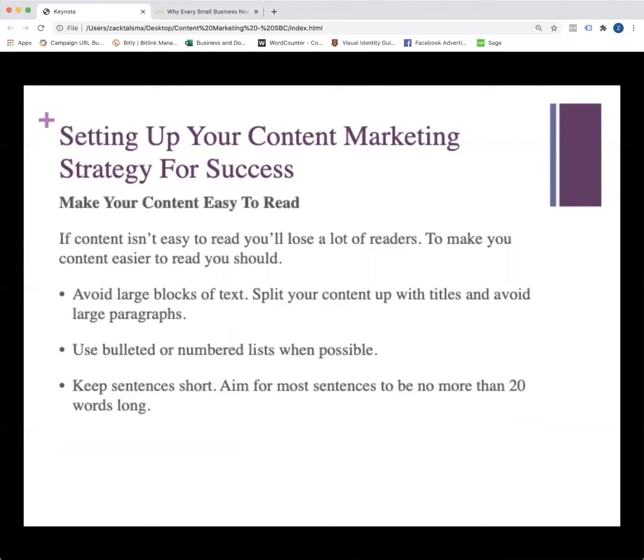Make your content easy to read. So for text content, avoid large blocks of text, split it up with titles. You don't want 8 paragraphs in a row without any breaks. No one's going to read that. People skim, they don't read full articles anymore. So you're going to want to have subtitles within that explain what the next 2 or 3 paragraphs are about, so people can easily skim and say, yeah, okay, that's the point I wanted to see.